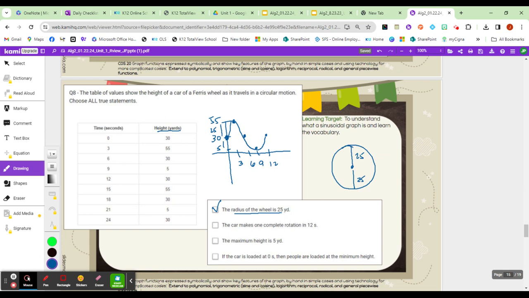The car makes one complete revolution in 12 seconds. That's true because once we mapped it out, we went to 12. The maximum height is 5. That's not true. The maximum height is 55 yards.